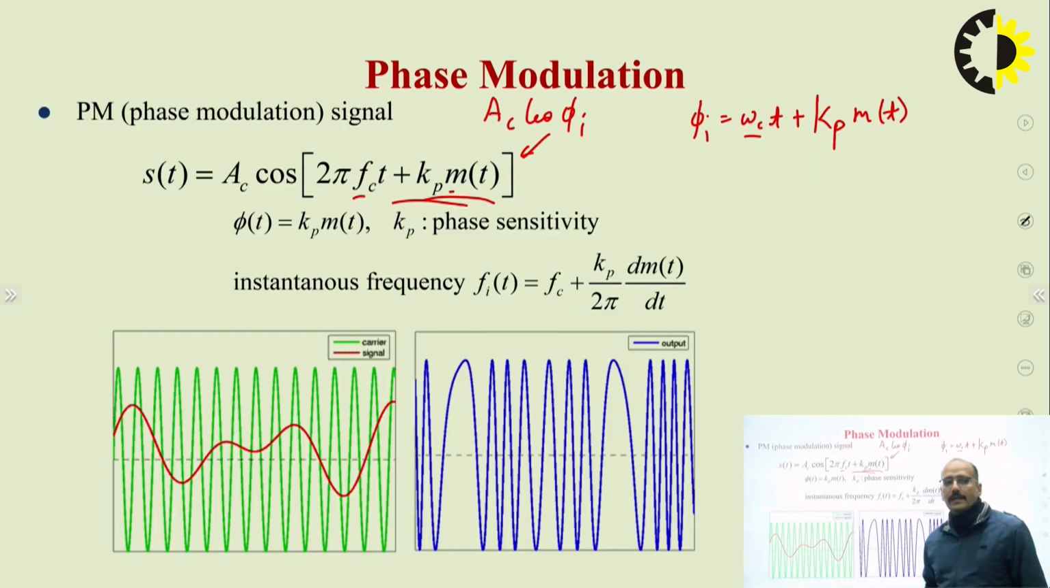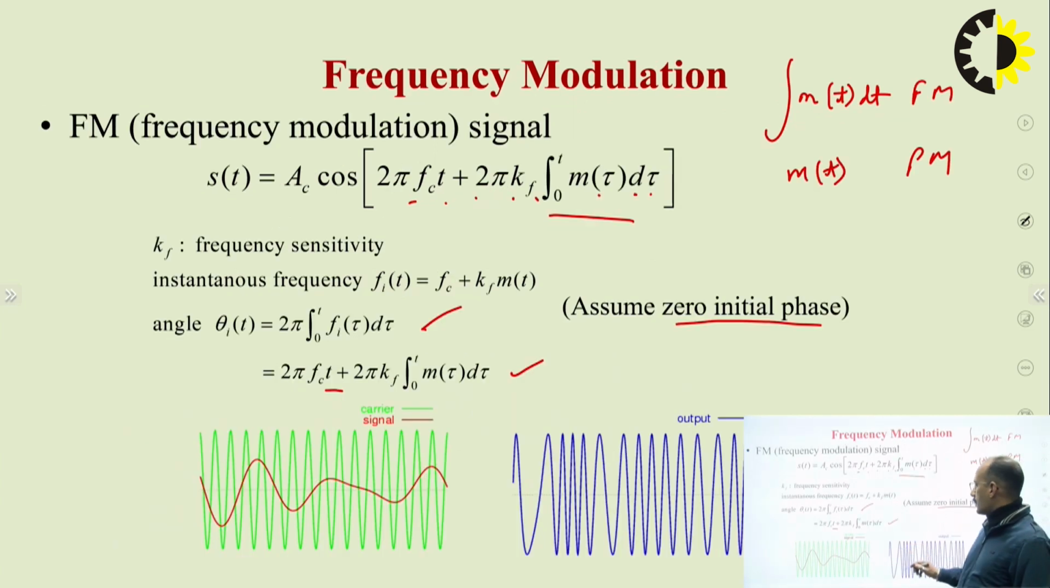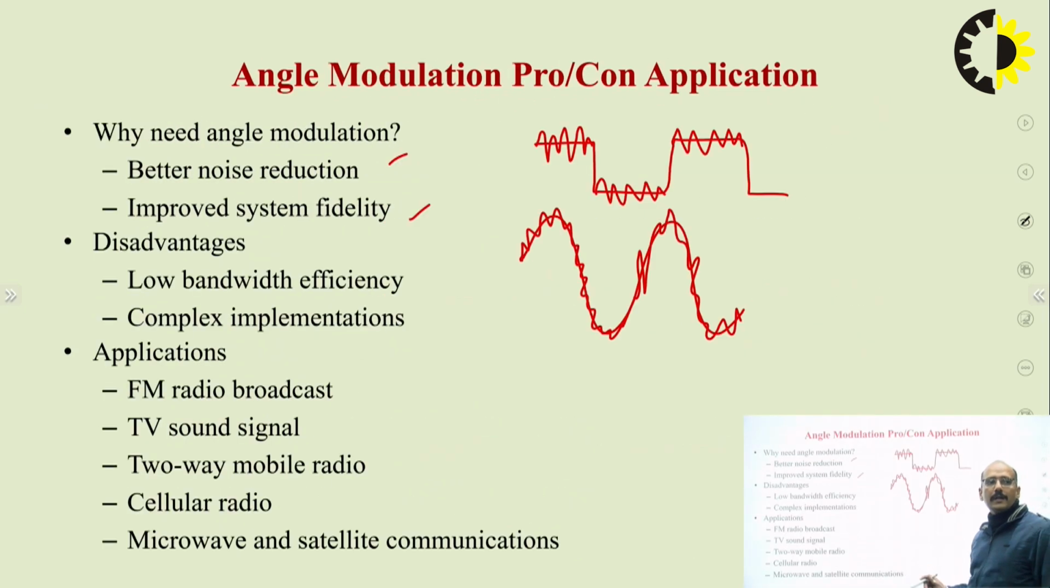By this diagram you can see that this green part is denoting the carrier, this red line is showing the signal, and when we get the output, this is the frequency modulated output of this signal. Here you can see that the amplitude value is the same and the phase is the same, but the number of cycles as per the signal is changing, meaning somewhere the frequency is low and somewhere the frequency is high. So by this you can understand how better noise reduction is achieved.